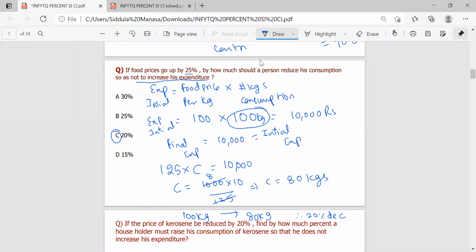Is everyone clear with this question? Students, tell me. The answer is 20%. 5E1, very good. 509, very good. 5N4, very good. Nitin, yes.